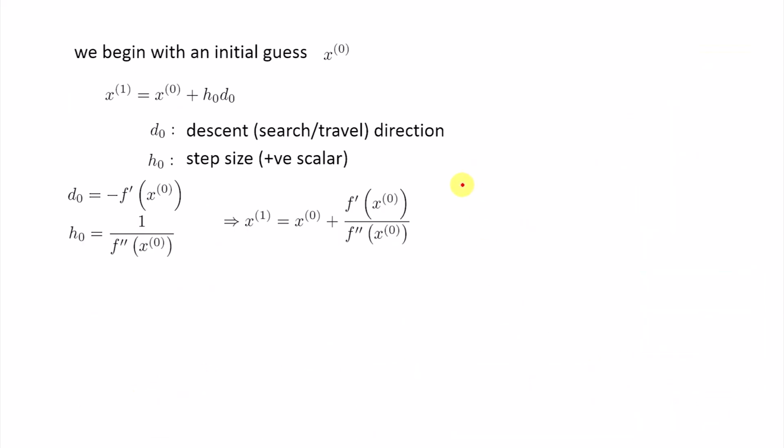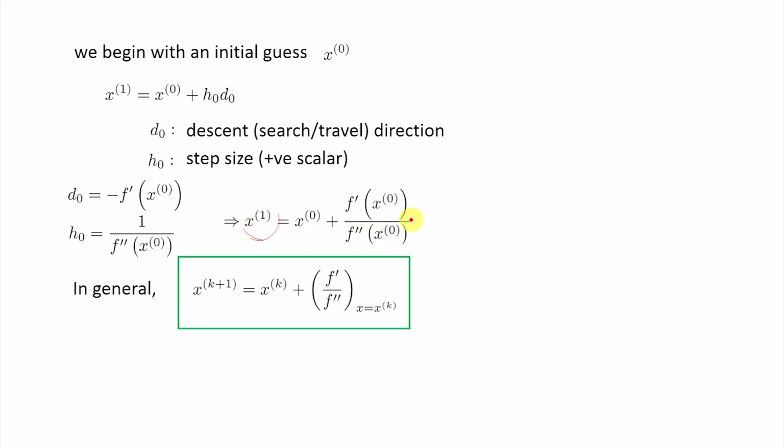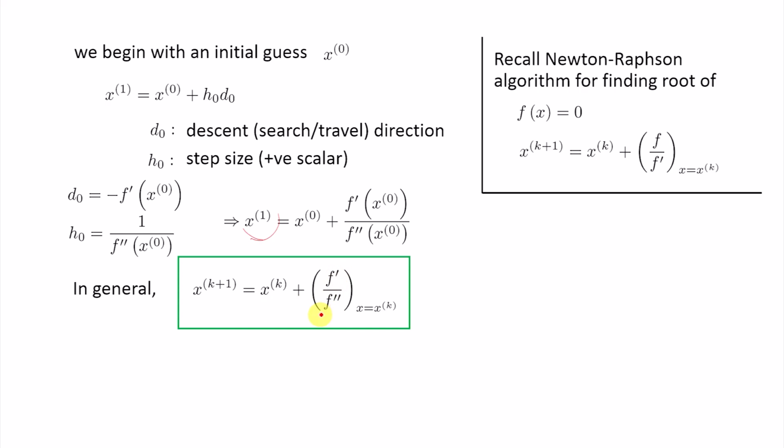Now let us generalize it. We have seen that this x1 equals x0 plus f prime by f double prime at x equals x0. That will take us to x1. Therefore, in general, we can write that x at the k plus 1th iteration is equal to xk plus f prime divided by f double prime at x equals xk.